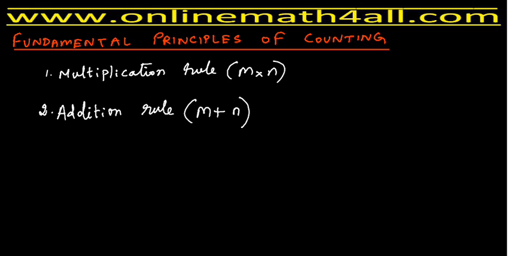I have two works to be completed, so the most important thing is I have to complete both the works. To complete the first work I have m different ways, and to complete the second work I have n different ways. Then the total number of ways I have to complete both the works simultaneously is equal to m times n.